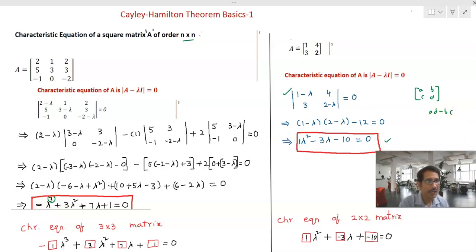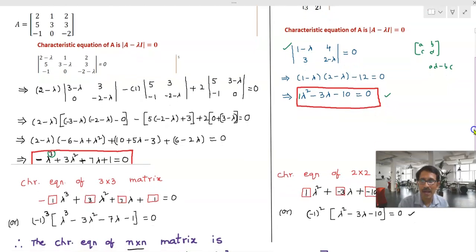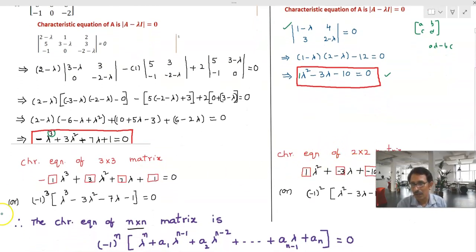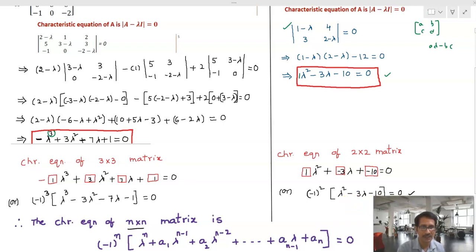That is how, when you write the characteristic equation of the matrix, we write like this. Minus 1 whole cube, because you got minus 1 as leading coefficient for the 3 by 3 matrix, and 1 as leading coefficient for the 2 by 2 matrix. Therefore I write it as minus 1 whole square. So minus 1 whole cube is minus, therefore take minus common. I got lambda cube minus 3 lambda square minus 7 lambda minus 1 here, but minus 1 whole square is plus 1, so I got the same coefficients, that is lambda square minus 3 lambda minus 10 is equal to 0. Hope you understand this.